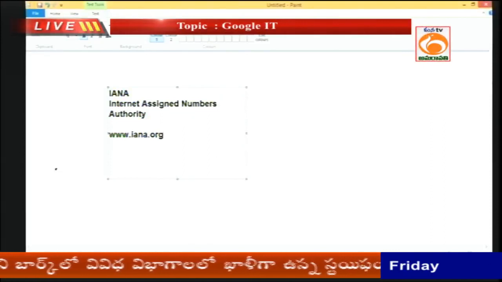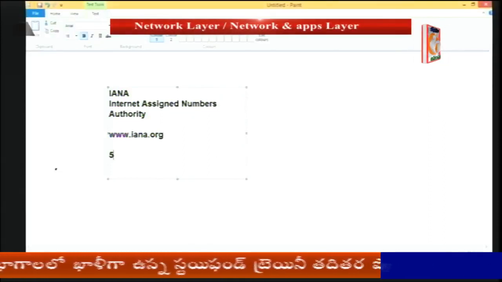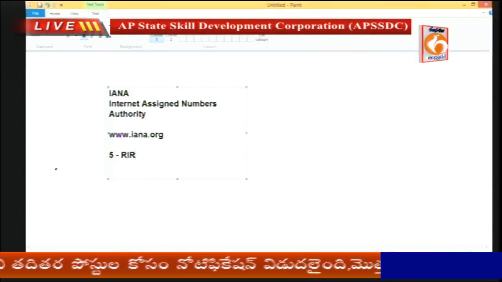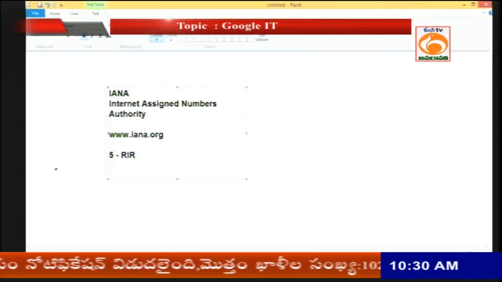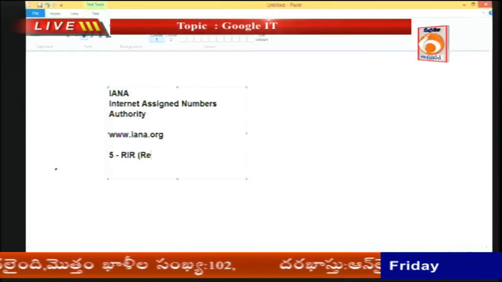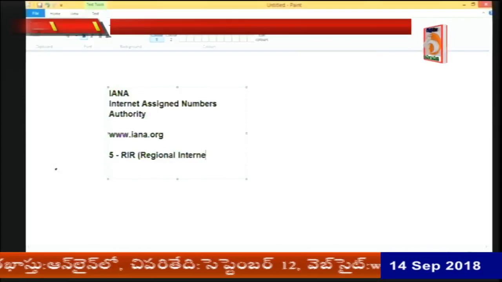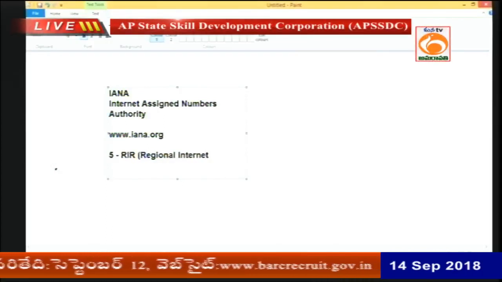Under this global body, there are 5 sub bodies called RIR, which stands for Regional Internet Registry.